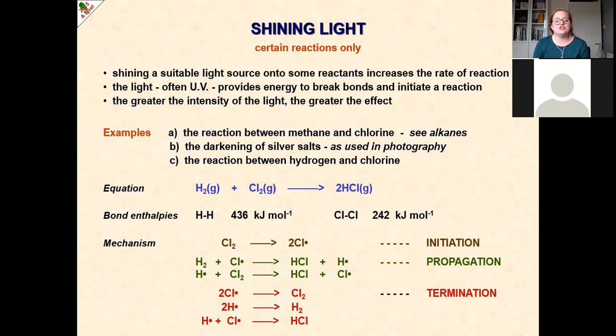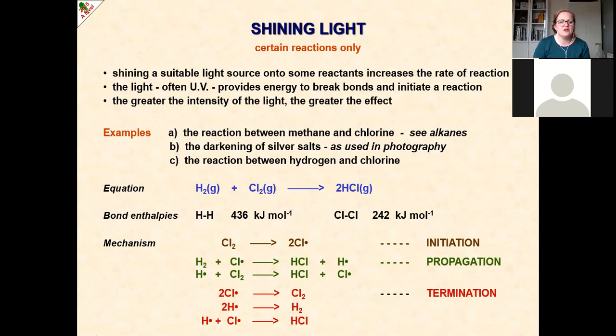The light, which is often UV, provides energy to break bonds and initiate a reaction. So the greater the intensity of the light, the greater the effect. Examples are the reaction between methane and chlorine, and that's an alkane; the darkening of silver salts, which we use in photography; and the reaction between hydrogen and chlorine. So we're going to look at the hydrogen and chlorine one.